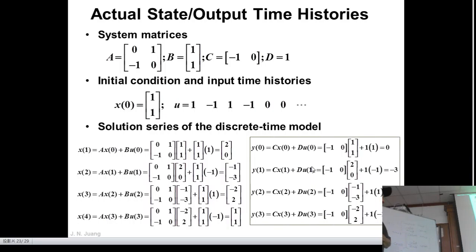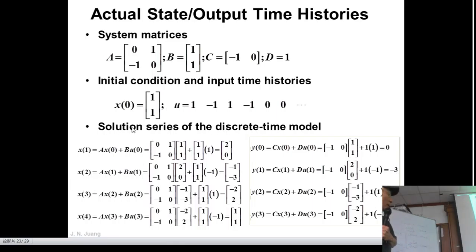And then I have my y. Let's assume this is also from the laboratory. I give you the u, and my measurement y is 0, -3, 2, and 1. Remember that. I assume this is from your laboratory, because I'm not doing the lab, I'm doing just the simulation. My true initial state is 1, 1, my true u is 1, -1, 1, -1, 0, 0, and my true measurement y is 0, -3, 2, 1.